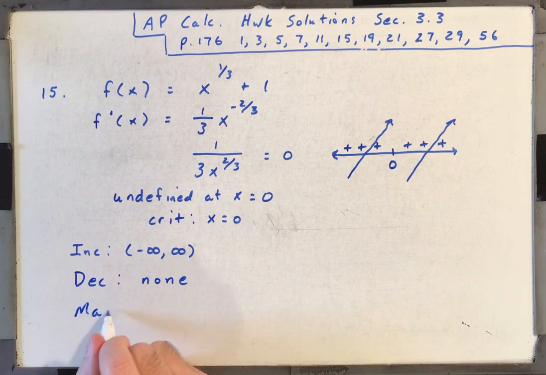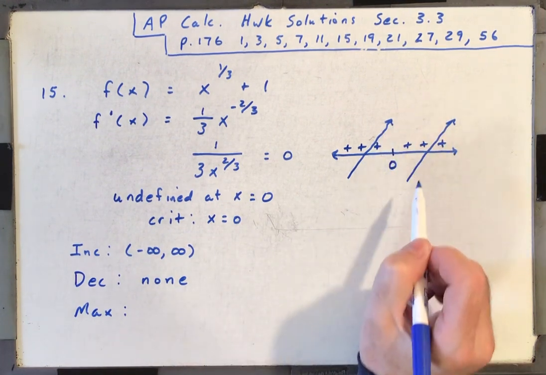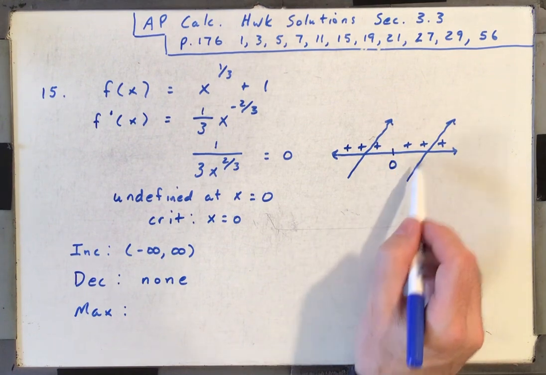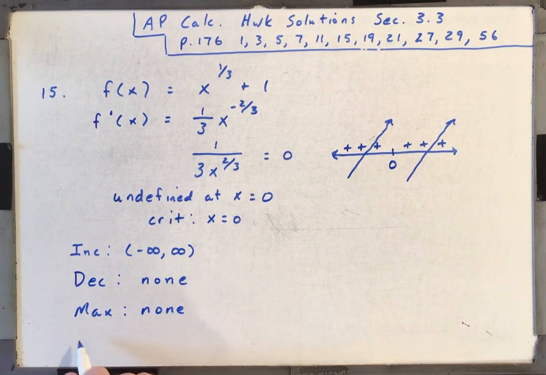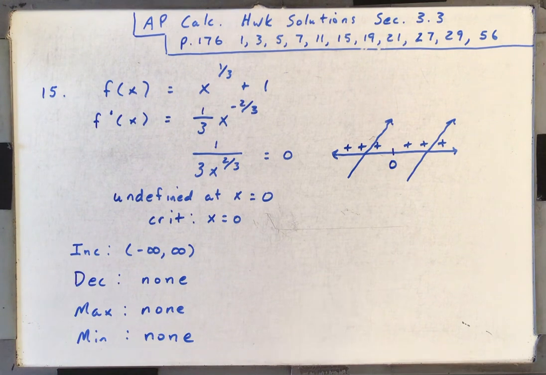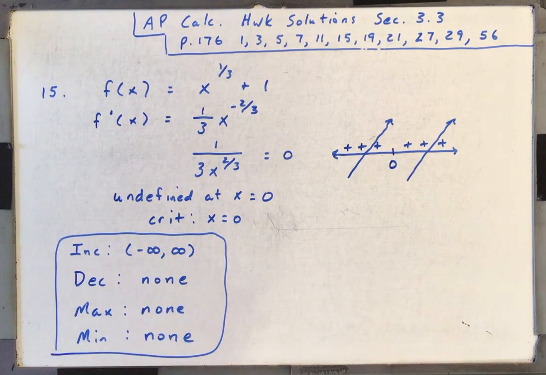We don't have a maximum because these arrowheads never come together, right? You're not going down, it's always going up, so none. And we don't have a minimum. All right, so beautiful. It's a nice, quick problem to work when they're like that.